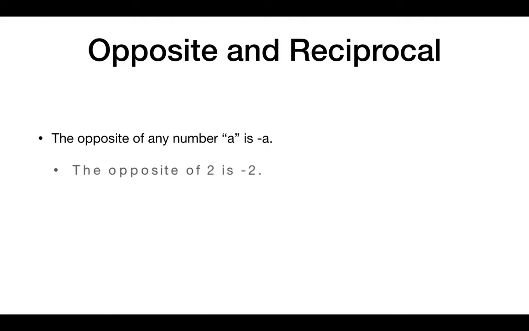So now we're going to talk about the opposite and reciprocal real quick, in case you've forgotten. The opposite of any number A is -A. So if I said 2, the opposite of 2 is -2, or the opposite of -5 would be +5. Basically, it's the negative version. So if we start out with a negative, it becomes positive. If we start out with a positive, it becomes negative.